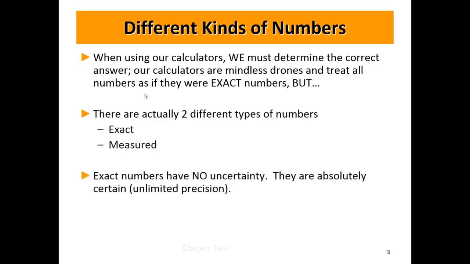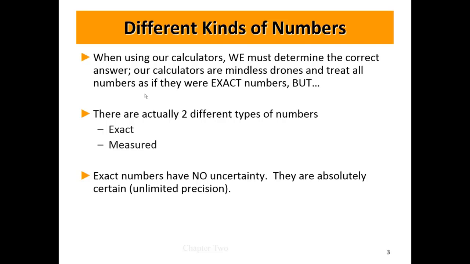Okay, so exact numbers, because they're exact numbers, they have no uncertainty. They are perfectly precise. They have unlimited precision, absolutely certain. So, for example, the number of people in this review session is an exact number. You can't have like 3.5 people or 5.5 people or 5.2 people. It's going to be a whole number of people, a counting number, an exact number.